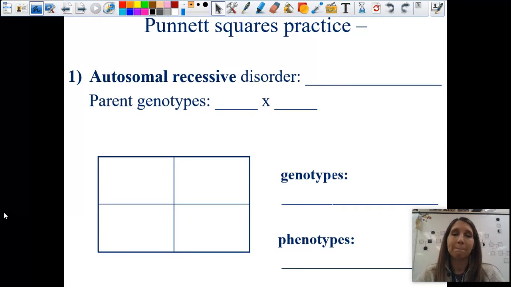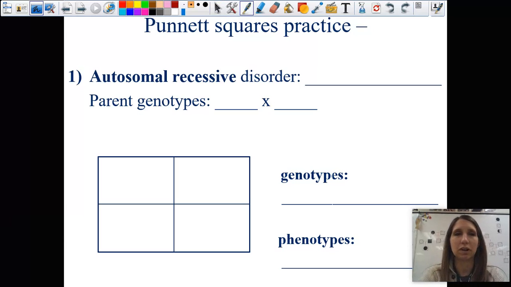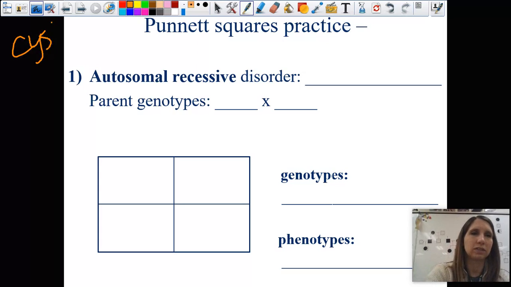Okay. So I want to do a couple examples of Punnett squares. I'm going to try and do them here on the slide with you. So we're going to write down a couple of examples, and of course, anything I put up on the screen, I want you to add to your notes also. So if we think about autosomal recessive disorders, I want to stick with one of those that we talked about just a few slides ago. So that's going to be cystic fibrosis.